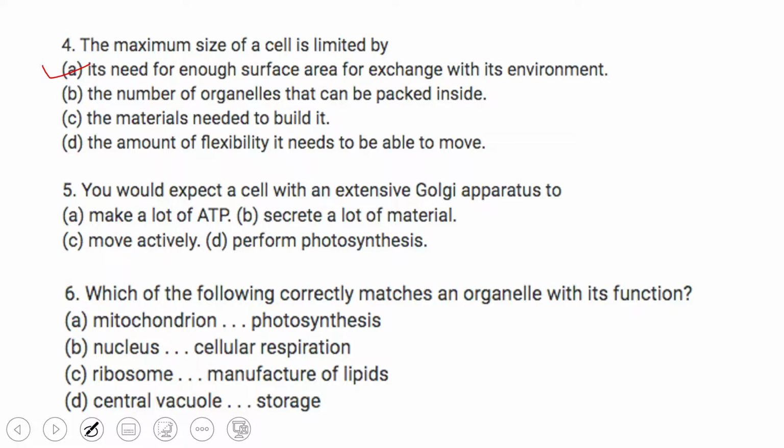Next question. You would expect a cell with an extensive Golgi apparatus to do what? There are 4 options: to make a lot of ATP, secrete a lot of materials, move actively, or perform photosynthesis. If a cell has an extensive Golgi apparatus, what will the cell do? Golgi apparatus is involved in secretion of proteins or secretion of materials. So the cell is expected to secrete a lot of materials. I hope this is clear.